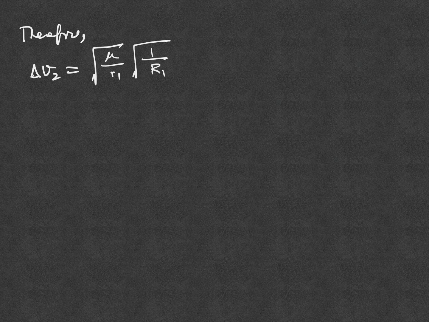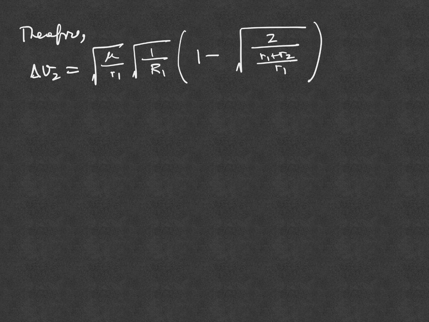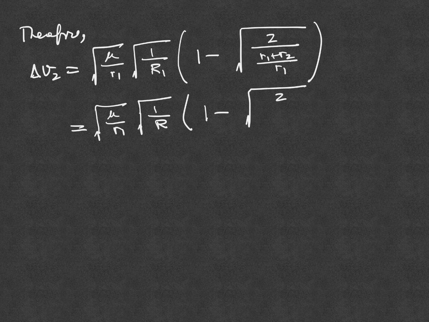So therefore, delta V2 is equal to the square root of mu over r1 times the square root of 1 over r times 1 minus the square root of, and again I'm going to bring the 2 to the top, 2 all divided by r1 plus r2 all divided by r1, which is equal to the square root of mu over r1 times the square root of 1 over r times 1 minus the square root of 2 all divided by 1 plus r, because r1 divided by r1 is 1 and r2 divided by r1 is r. So now I have both impulses in terms of this ratio.